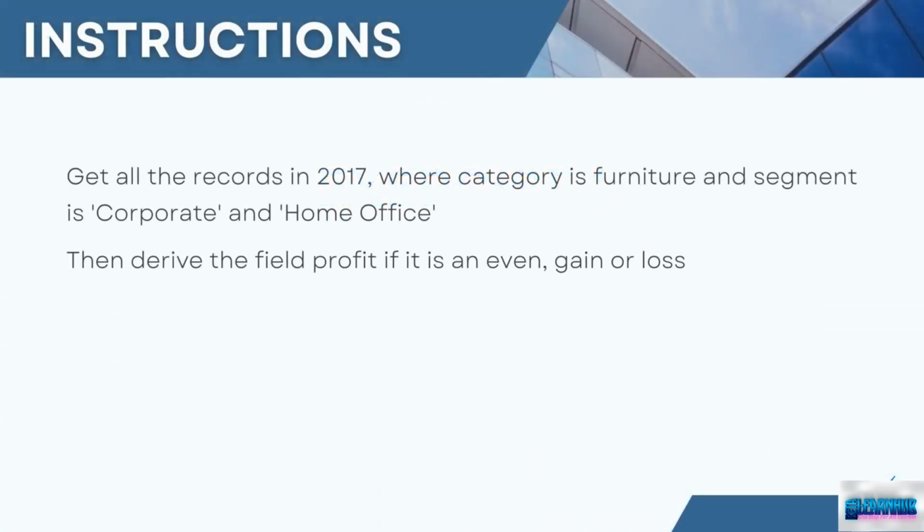In this exercise, we will do a simple select query with predicates and case expressions. This exercise will teach you how to filter the data using predicates. And we will do a simple transformation of data. We will use the sales from the Superstore dataset. Here are the requirements. Get all the records in 2017, where category is furniture and segment is corporate and home office. Then derive the field profit if it is an even, gain, or a loss.